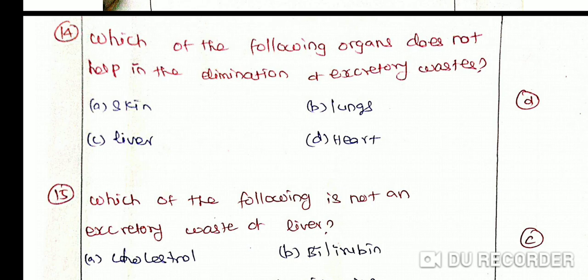Next question: which of the following organs does not help in the elimination of excretory wastes? Option A, skin. Option B, lungs. Option C, liver. Option D, heart. The correct answer is option D, heart. Explanation: other than the kidney, the lung, liver and skin also help in the elimination of excretory wastes. Our lung removes a large amount of CO2, carbon dioxide, and also significant quantities of water every day.